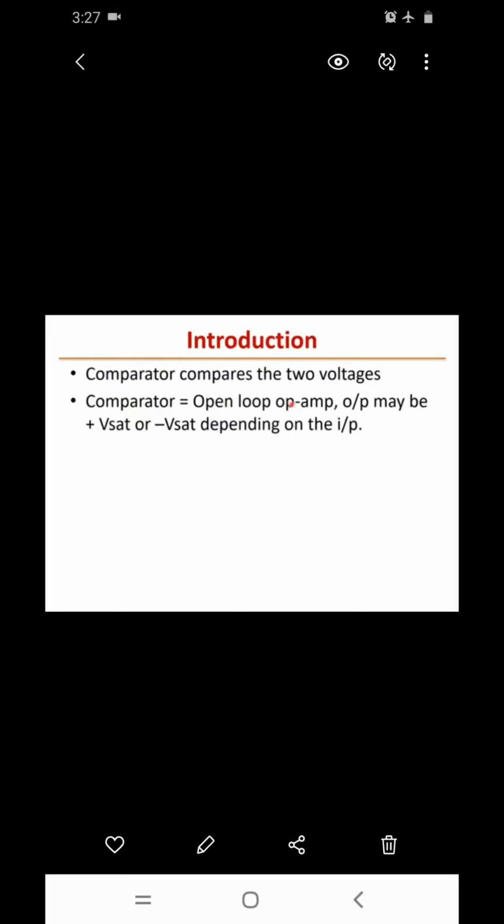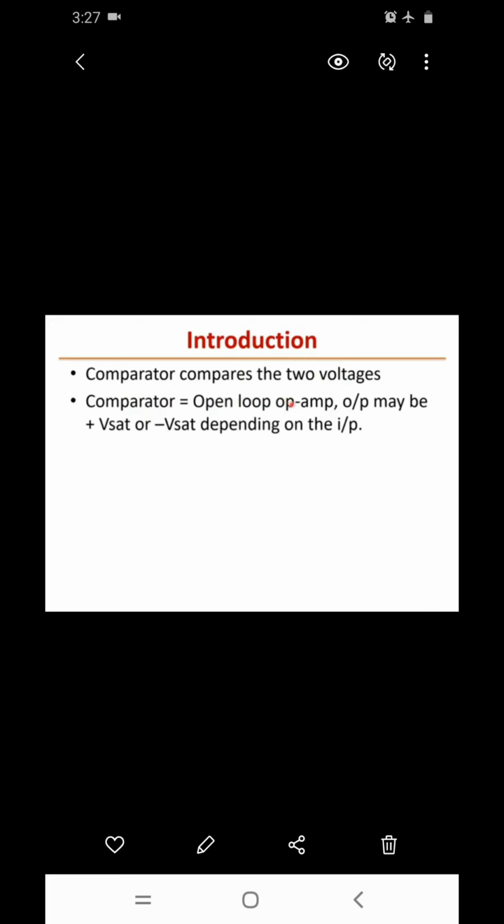Hello friends. In this video we are going to discuss comparators and converters. So what is a comparator? A comparator compares two voltages. A comparator is equal to an open loop op amp. Here the output may be plus Vsat or minus Vsat depending upon the input.